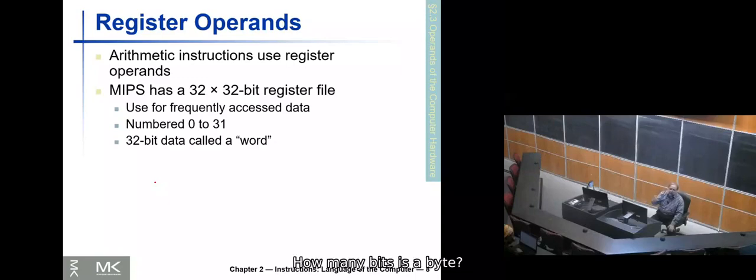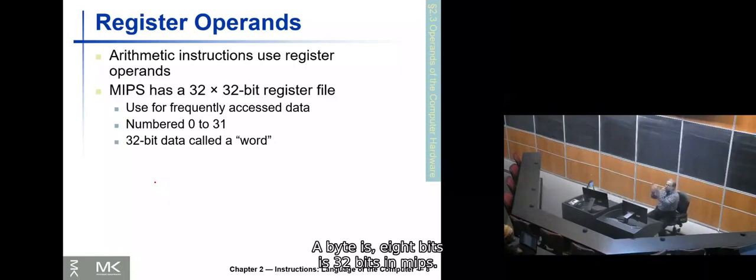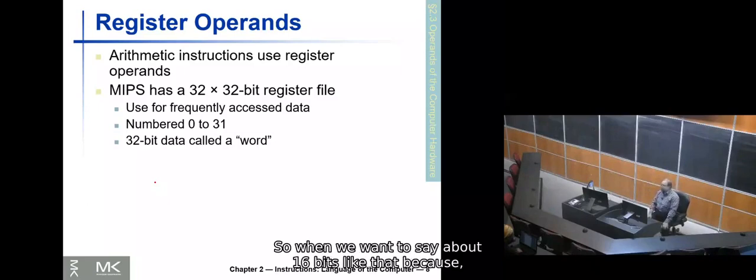How many bits is a byte? How many? 8. A byte is 8 bits. A word is 32 bits in MIPS. So when we want to talk about 16 bits, what do we call it? We call it a half word. Byte, half word, and word: 8-bit, 16-bit, and 32-bit.